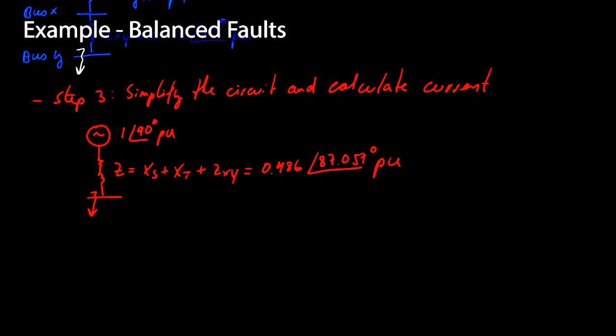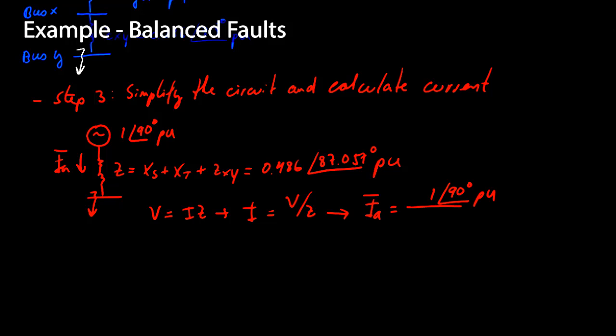So now from here I can easily calculate the fault current, which is this fault current here, IA, and that's simply going to be, of course, we know that V equals IZ, so then that means that I is equal to V over Z. So the current is equal to the voltage divided by the impedance. So I then, IA, would be equal to the voltage. So in this case, 1 at 90 degrees per unit divided by the impedance, which in this case is this impedance that we just calculated.